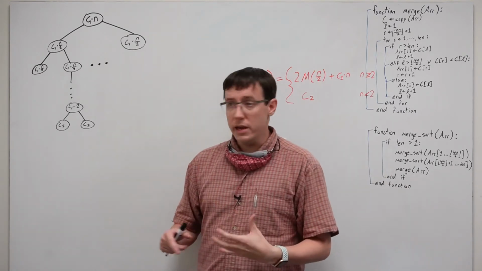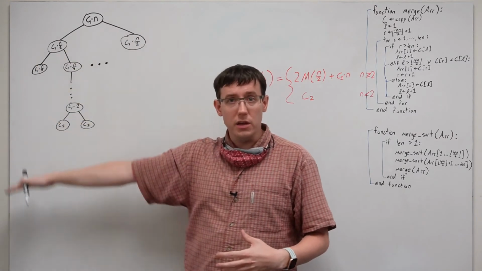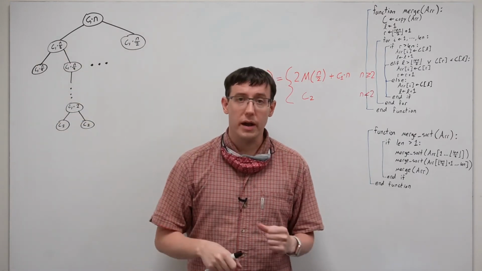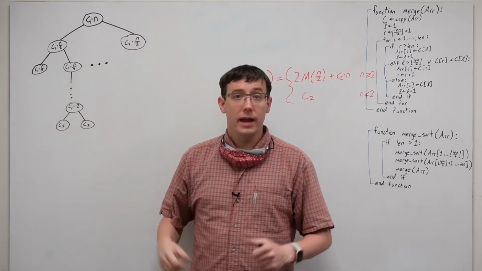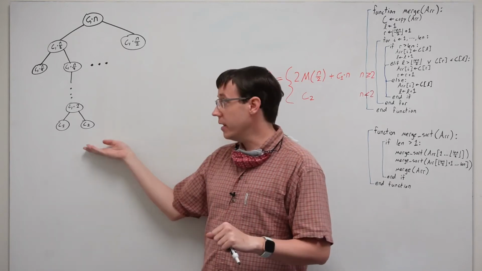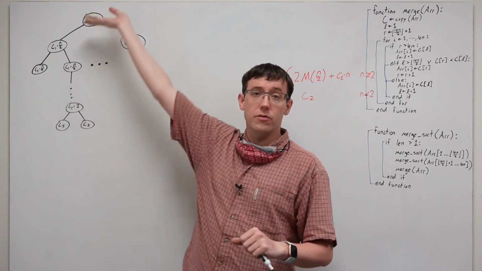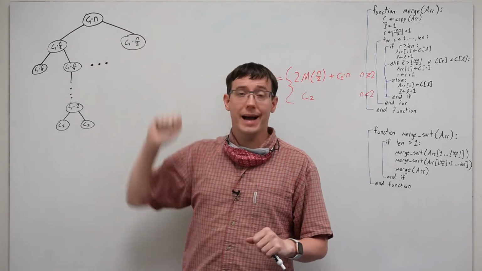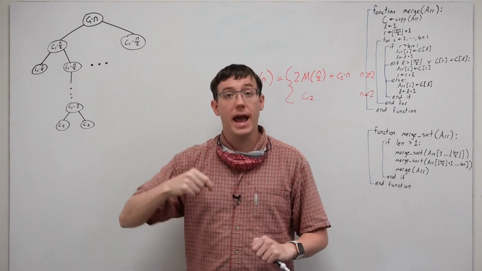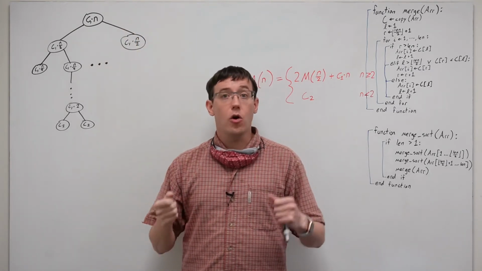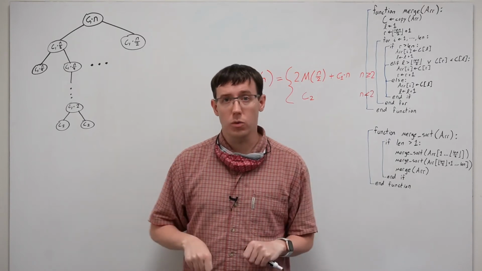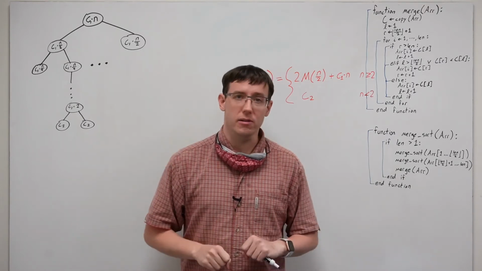So this tree now illustrates the total work that is done by the merge sort algorithm. And so our task is to add up over all of the nodes in this tree how much work is being done at each node, and that overall will give us the total work done by the entire algorithm.